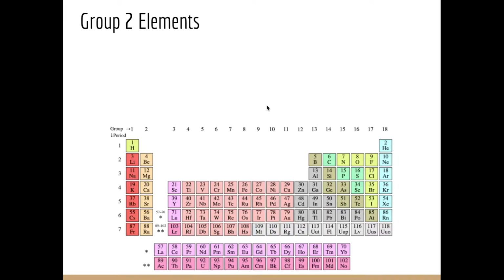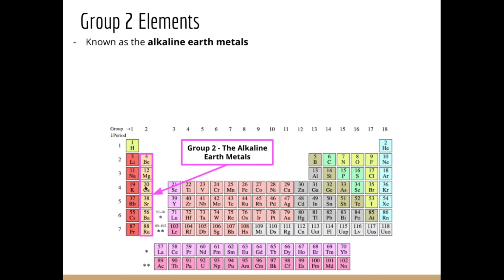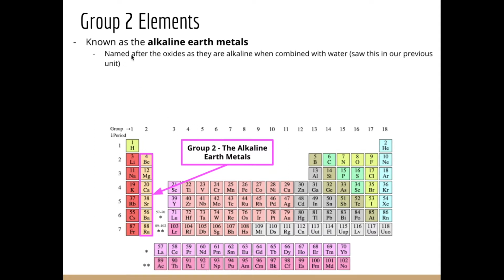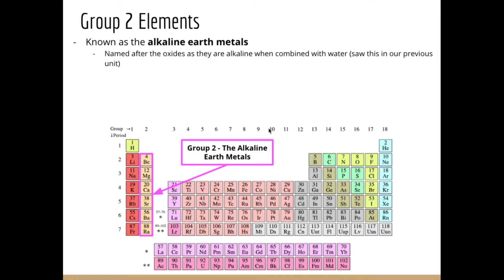We're starting with looking at the group 2 elements, which are known as the alkaline earth metals. So there they are there, from beryllium down to radium. They're named after the oxides as they are alkaline when combined with water. We saw this in our previous one when we were looking at the oxides of the group 2. We were looking at magnesium oxide, and we saw how that would make a hydroxide and alkaline in water, so thus an alkaline solution. We're going to look at those reactions again, but looking at them with respect to the rest of the group 2 elements in this unit.